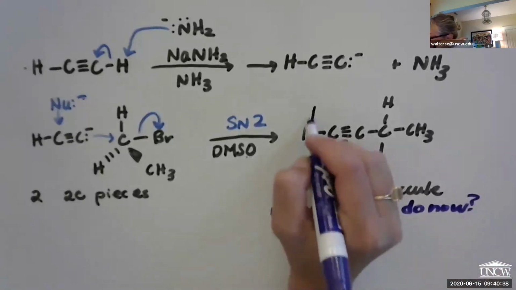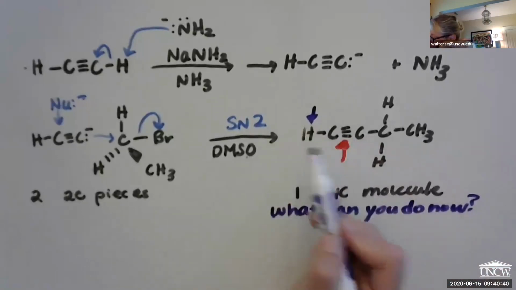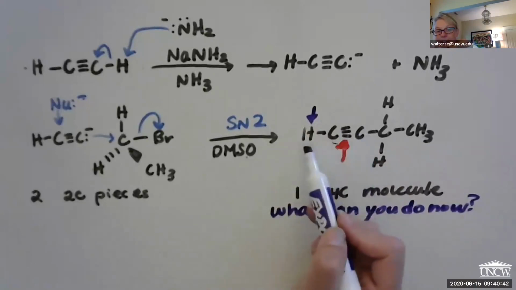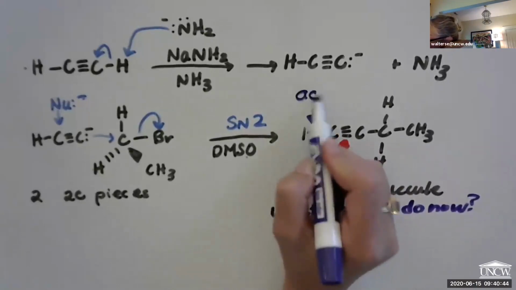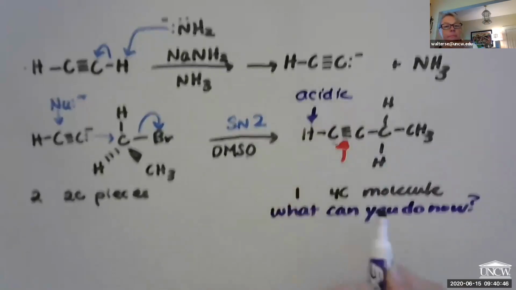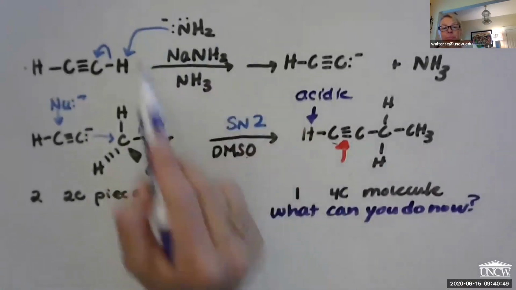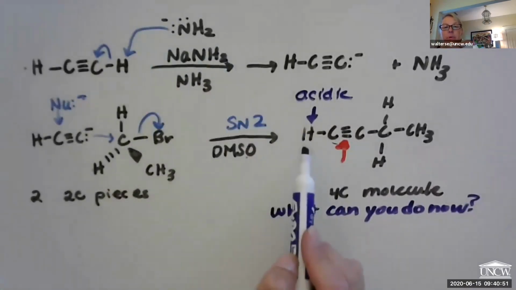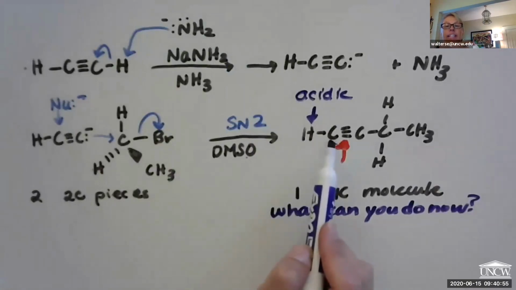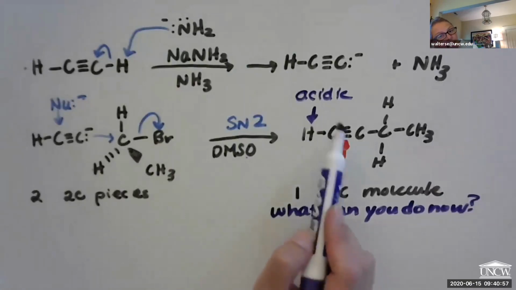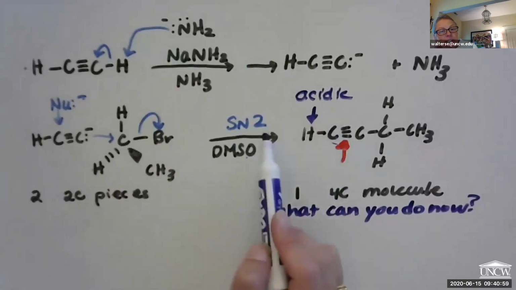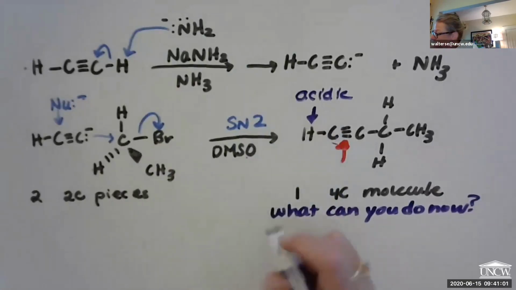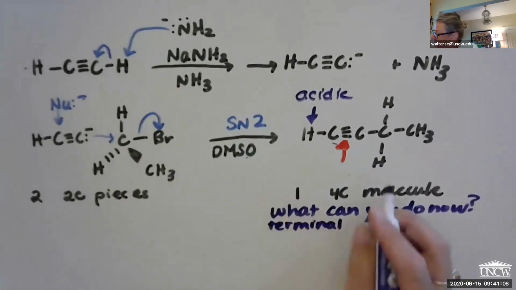Well, this is still a terminal alkyne hydrogen, so it still is acidic. So you could perform this reaction a second time and pull this hydrogen off, make an alkynyl anion on this carbon and do another SN2 reaction. So you can take advantage of terminal alkyne acidity.